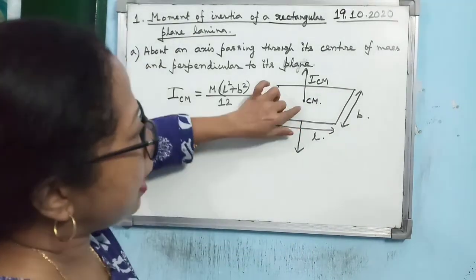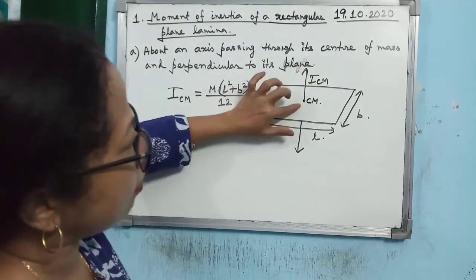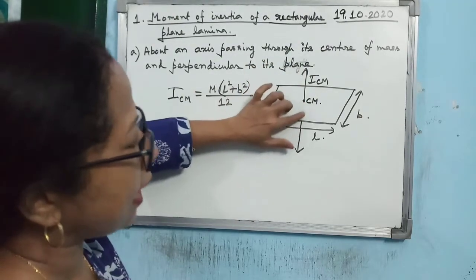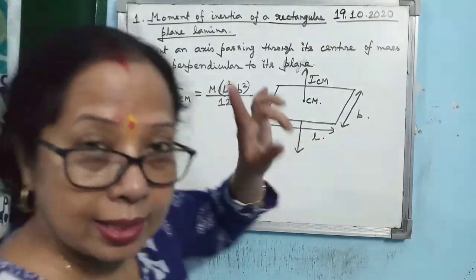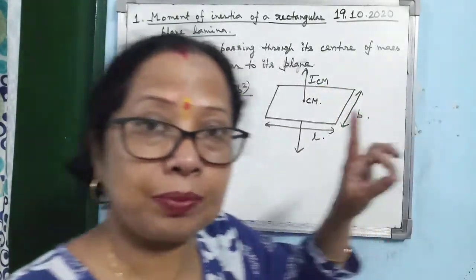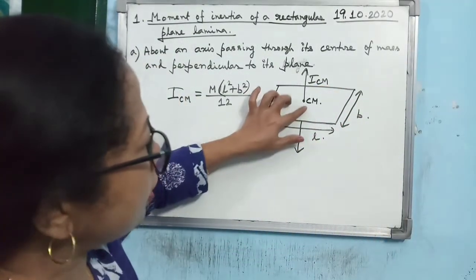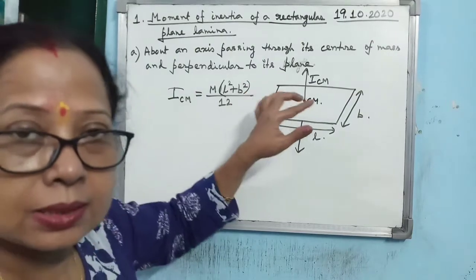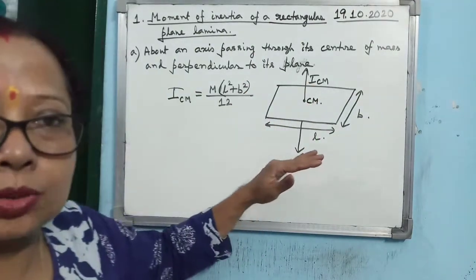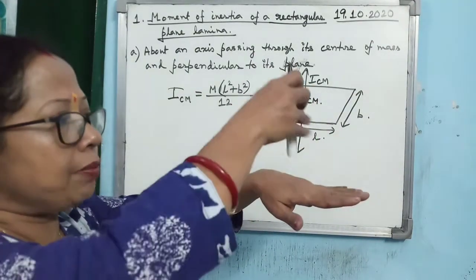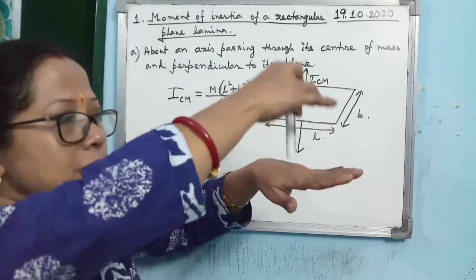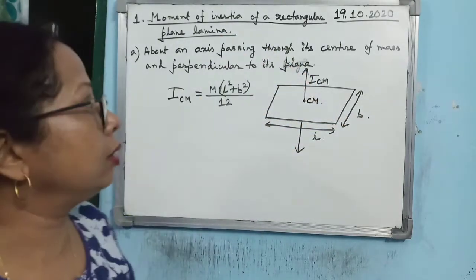You see here, when I have drawn this axis, I have not drawn it continuous. Here there is a gap. This gap indicates that, as in 10th standard also I taught you the same thing, whenever a line is drawn this way putting a gap, it means that the line is perpendicular to the plane. Means if this is the plane of the lamina, the axis is like this, perpendicular to the plane.